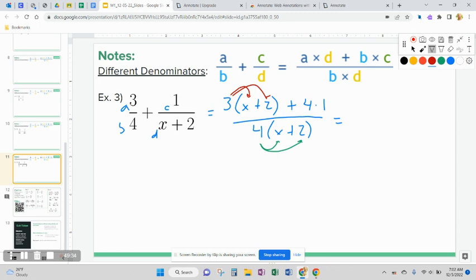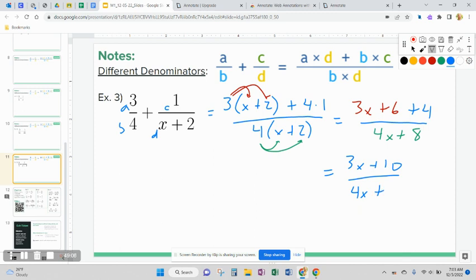So the first thing we're going to get is 3x plus 3 times 2 gives us 6. And then we'll just be left with plus 4 up top. And on the bottom, we'll get 4x plus 8. Then we go through, we see if there's any like terms we can combine. In this case, we have 3x plus 6 plus 4, which would give us 3x plus 10. And we have 4x plus 8 on the bottom. There's no common factors that we can take out, so we're just going to leave our answer like this.